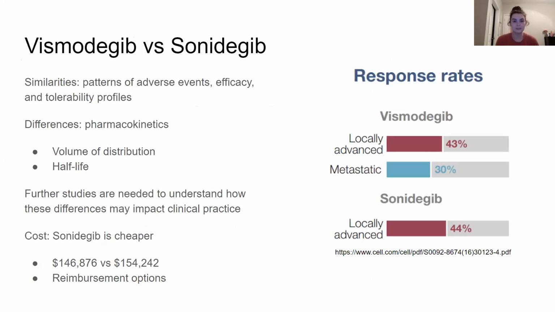And then the first SMO antagonist on the market was vismodegib, and it's still on the market, and it is approved for locally advanced and metastatic basal cell carcinoma. So you may be wondering, why would we add Sonagib to the market? These two drugs do have many similarities as far as their patterns of adverse events, efficacy, and tolerability profiles, but they do differ in pharmacokinetics as far as volume of distribution and half-life, which could make Sonagib a more useful drug. And this right here is just a comparison of the two drugs that I have found.